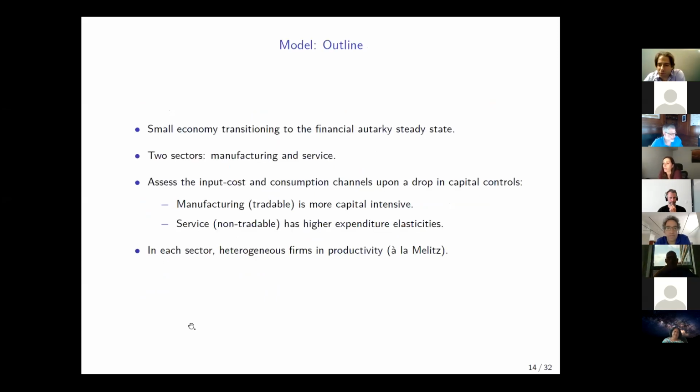Basically, the economy is going to be a small open economy. It's going to be transitioning to the financial autarky steady state. So absent any reform, this economy will never borrow along the transition. There's going to be two sectors, manufacturing and services. And in order to assess this input and the consumption channel, what we're going to do is build this difference across these sectors.